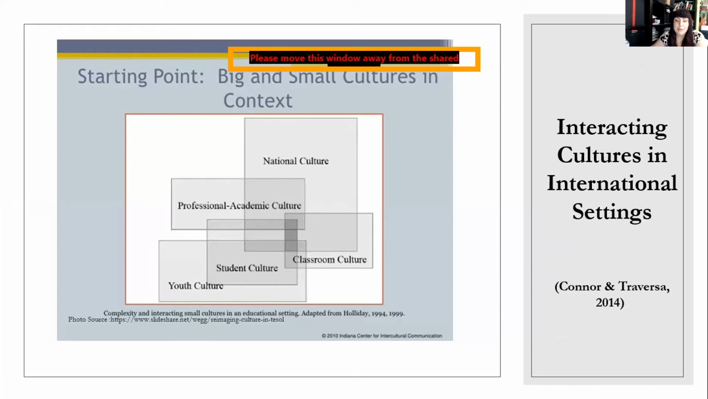Let's take a look at this model displaying the overlaps between different types of cultures. This model was adapted from Holliday in 1994 and 1999 and was cited in Connor and Traversa 2014. It contains various overlapping institutions and practices. Small and large cultures are present, and national culture, as in big culture, interacts with smaller cultures, such as classroom culture and student culture. We believe it is important for the instructors to understand the connections between small cultures and large cultures in order to build a cohesive classroom and focus on individual students.